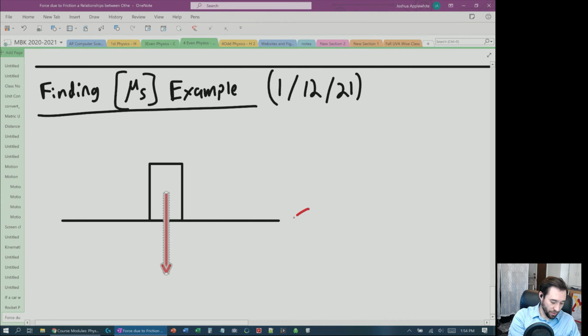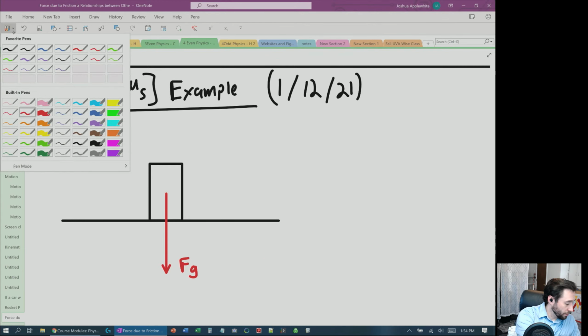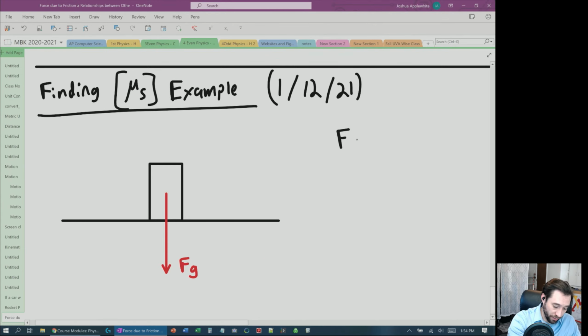Because this is a horizontal surface. This is the ground. Force due to gravity is going to be pulling it to the center of the Earth. So this is representing force due to gravity, F sub g. And just as a side note, force due to gravity is equal to whatever the mass is multiplied by the acceleration due to gravity. So we can go ahead and put this equation: force due to gravity is equal to mass times gravity.